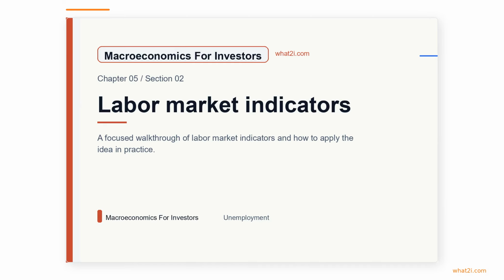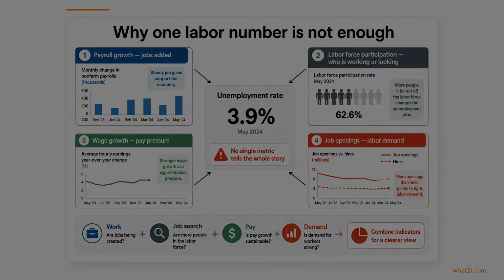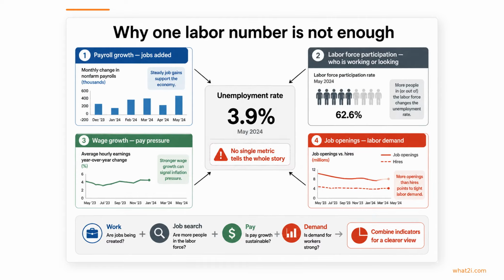Chapter 5, Unemployment. Section 2, Labor Market Indicators. No single labor number can tell you the whole story. Unemployment, hiring, participation, wage growth, and job openings each capture a different part of the market, so investors get a much more reliable read when they look at them together.